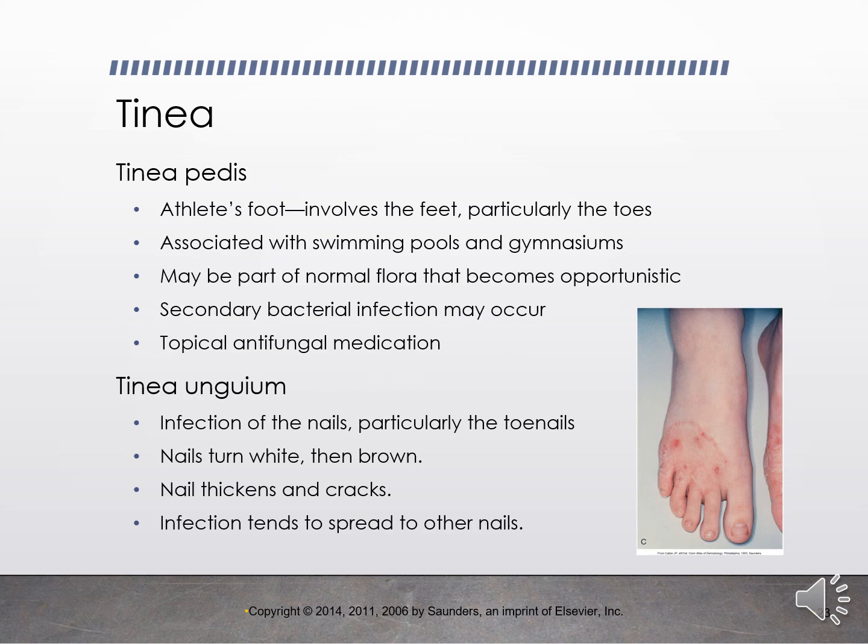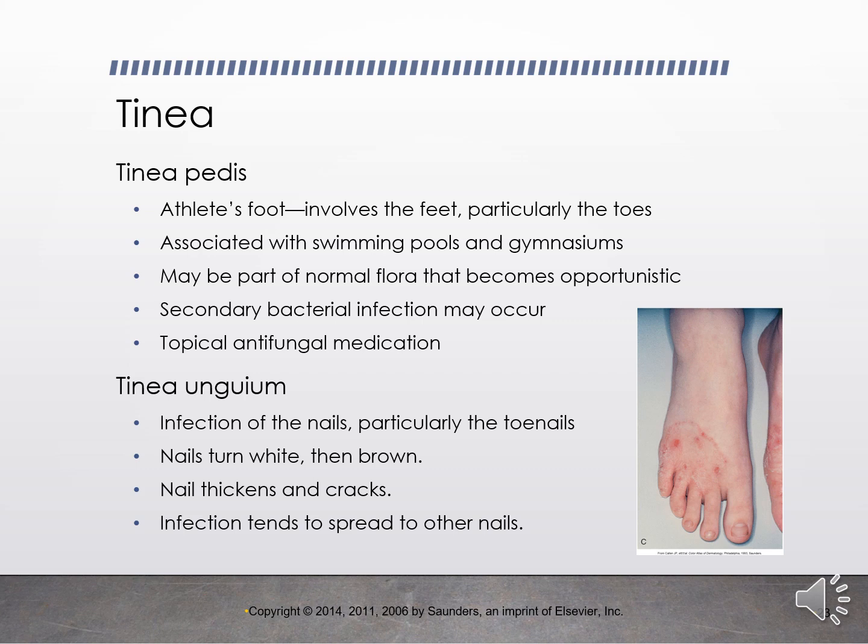Tinea, this can cause different types of superficial infections depending on the area of the body that's affected. In the two types that we're going to talk about, we have tinea pedis, this is athlete's foot, and then tinea unguium. Tinea pedis or athlete's foot involves the feet, particularly the toes. You can see it on this picture, and this picture is actually also on page 156 in your book. You can get this from swimming pools or the gym if you don't wear shoes or change into clean, dry socks. Really, you can get it anytime there's a warm, moist situation.